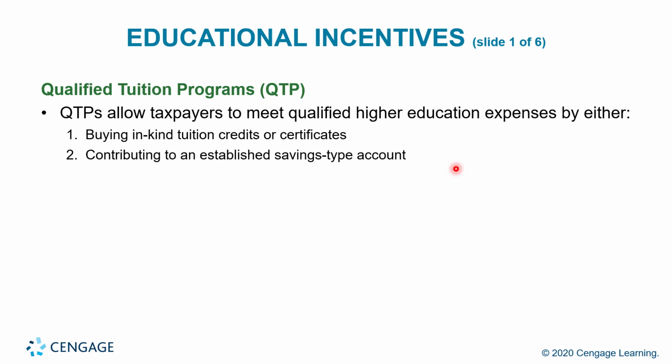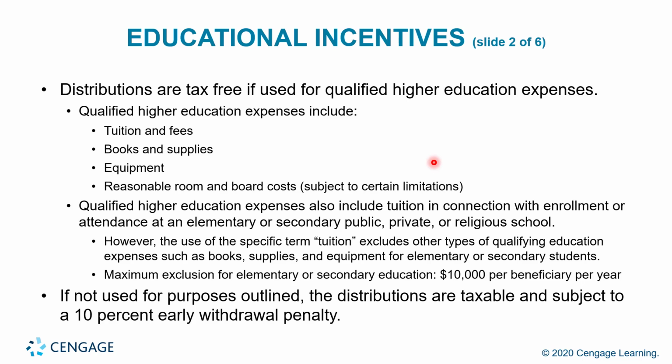Qualified tuition programs allow taxpayers to meet qualified higher education expenses by either buying in-kind tuition credits or certificates or contributing to an established savings type account, 529, things of that nature. Distributions are tax-free if used for qualified higher education expenses. And so qualified higher education expenses include tuition and fees, books, supplies, equipment, reasonable room and board costs.